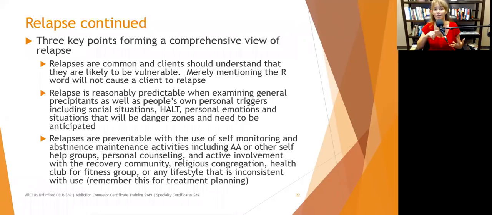Stress, anxiety, catastrophic something happened like a hurricane. There are some pretty predictable things that cause most people to hit a crisis point and can trigger a relapse. But we also want to look at people's own personal triggers, including social situations, whether they're taking care of themselves or getting hungry, angry, lonely, and tired, personal emotions and situations that can be danger zones and need to be anticipated. For some people, you think anger, anxiety, depression, those are huge danger zones.